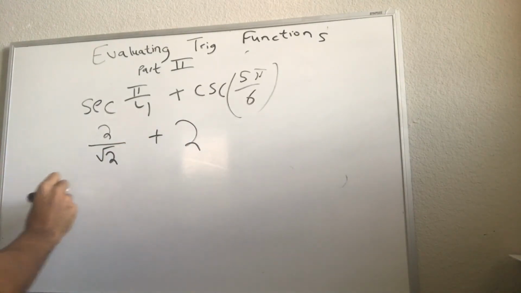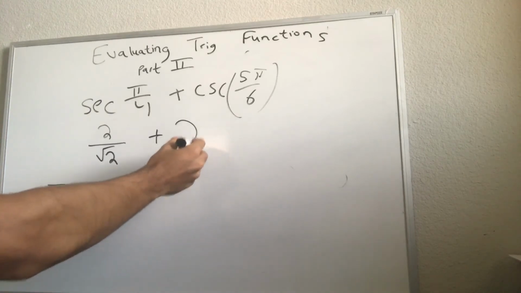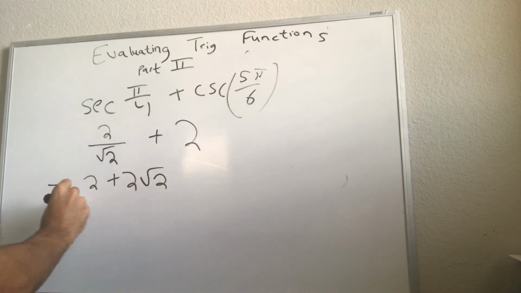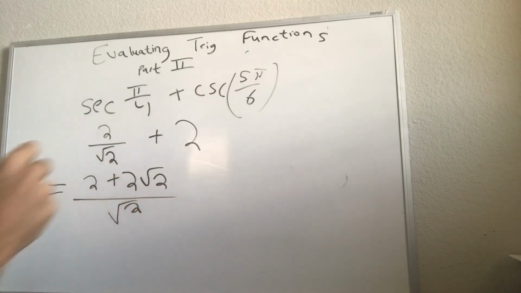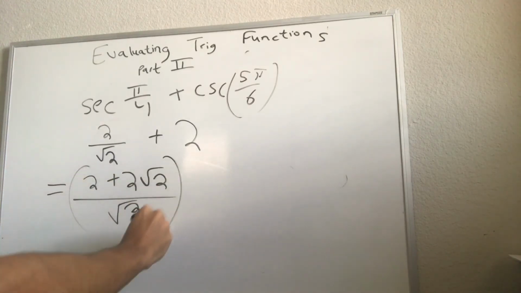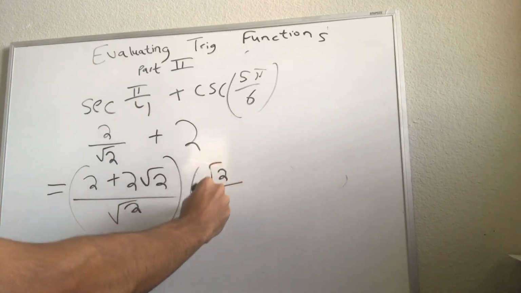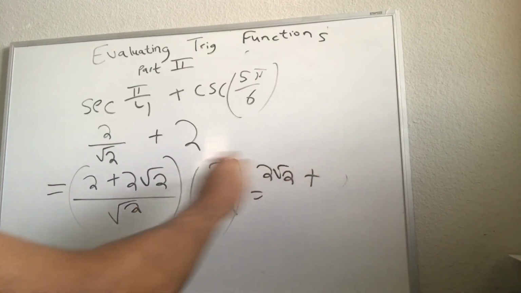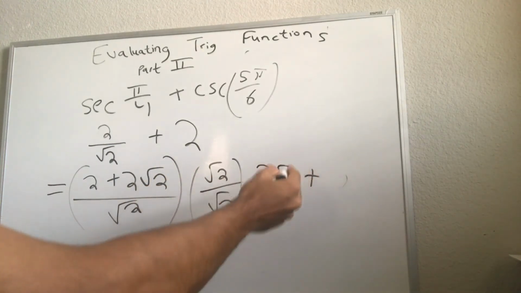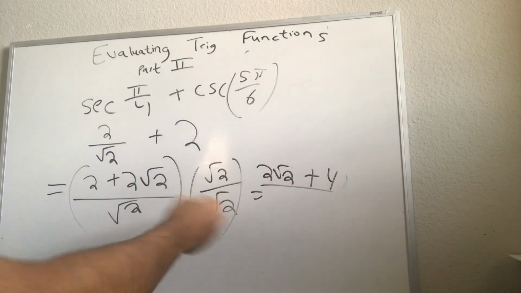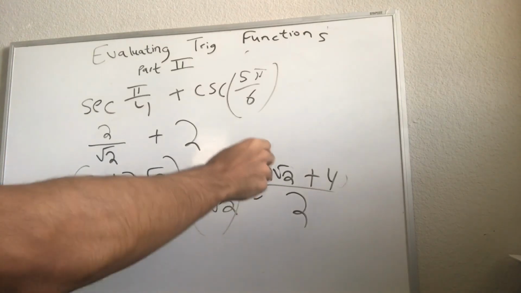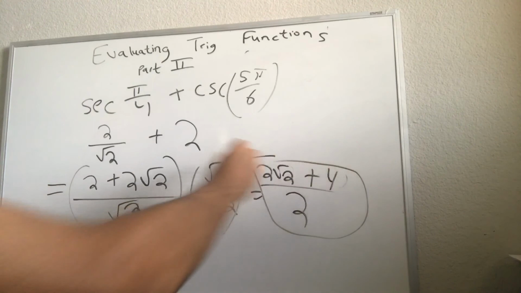Now we can find the common denominator. Multiplying the denominator by root 2, we have to do the same on the numerator. So we get 2 plus 2 root 2 all over root 2. However, we have a radical in the denominator, and to further simplify this, you want to multiply by root 2 over root 2. And so you get 2 root 2 plus, multiplying root 2 by root 2, you get 2. So 2 times 2 is 4, and root 2 times root 2 is again 2. So our final answer is 2 root 2 plus 4, all divided by 2.